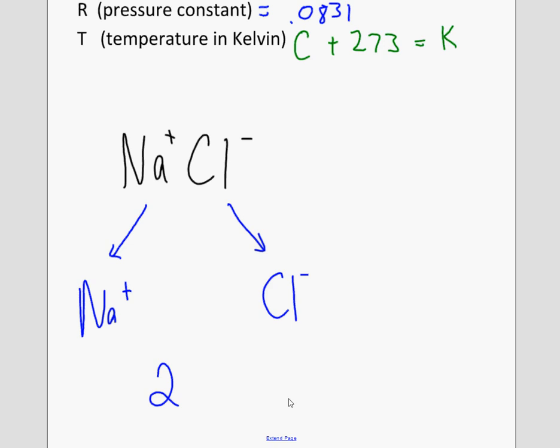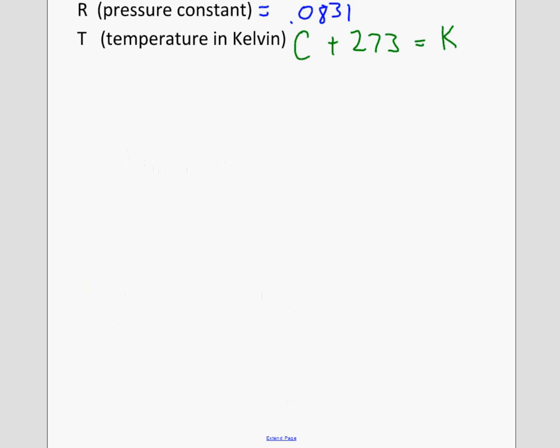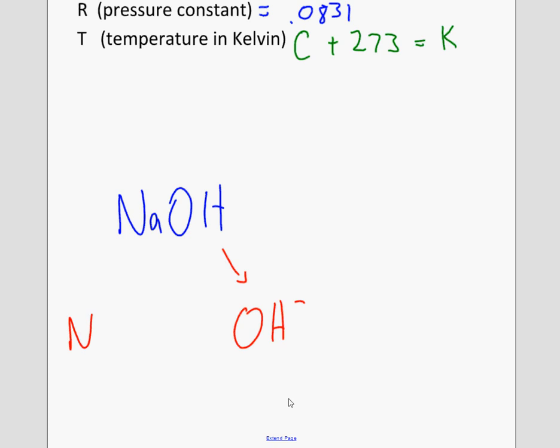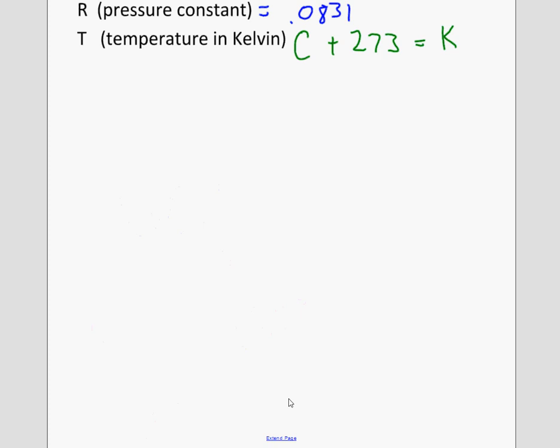The same will happen with acids and bases. So let's take a base like sodium hydroxide. We know that hydroxide is a negative ion. Again, sodium positive, so the ionization constant will be 2. You could do the same thing with hydrochloric acid or any other kind of acid or base or salt.